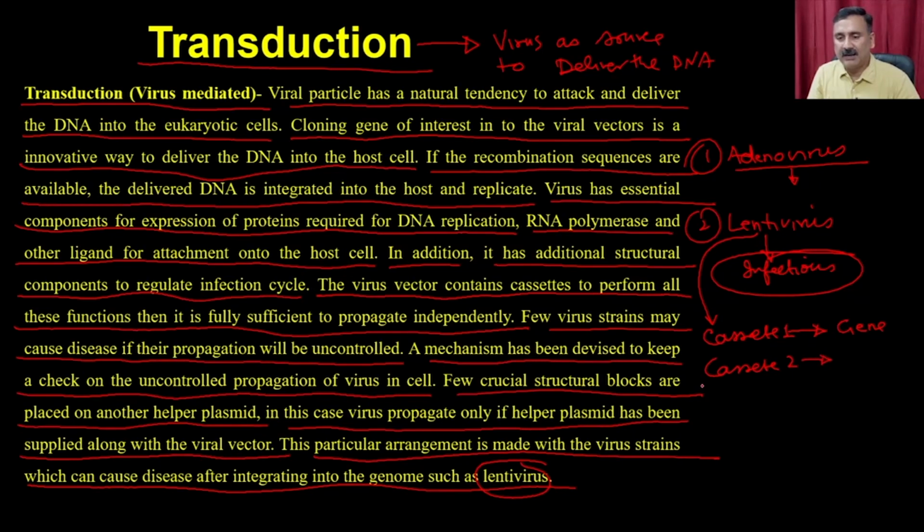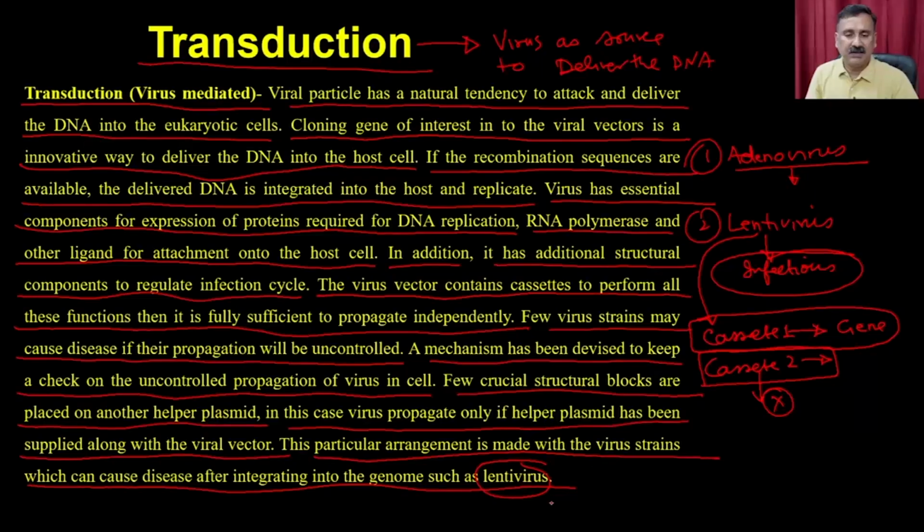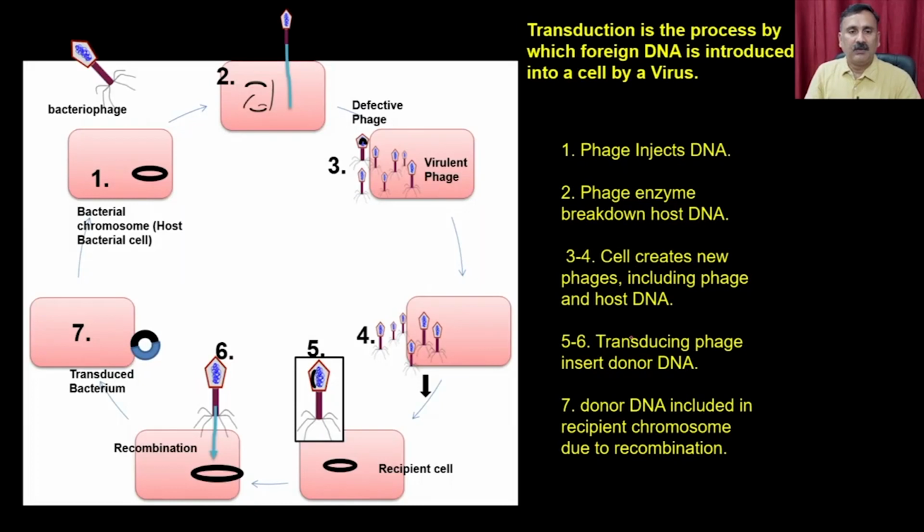So once you supply both of them, they will replicate and supply your gene. But as soon as you don't add cassette 2 or you remove cassette 2, it will still be able to deliver the gene, but it will not be able to cause the infection. Okay, so that's how you can control the activity of some of the infectious viral particles such as the lentiviruses.